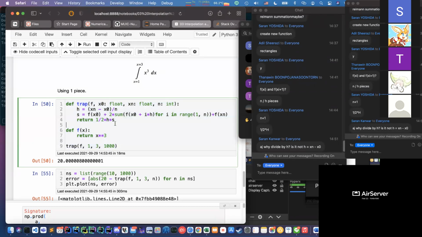This is exactly what we wrote, right? We transform the problem of an integral into something that a computer can do. Just add and multiply, nothing more fancy than that. Any questions so far?